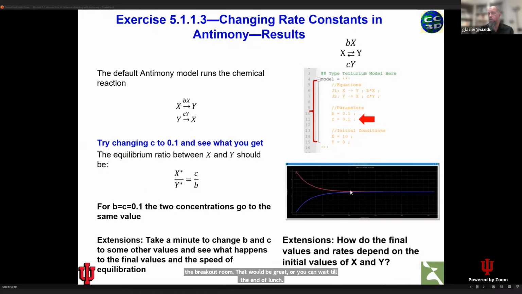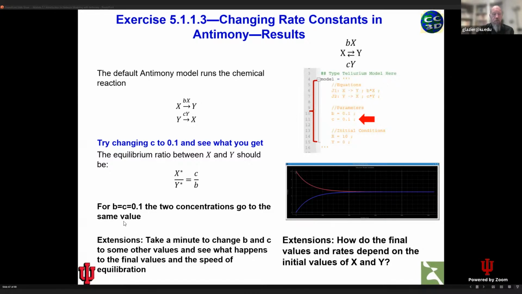As you change that ratio of B and C, you'll see the equilibrium values X star over Y star change. X equilibrium over Y equilibrium is equal to C over B. As long as you're getting a plot that looks like this, where you have a black diagram with a red line and a blue line on it, it's working. It may not have a black background depending on your computer.